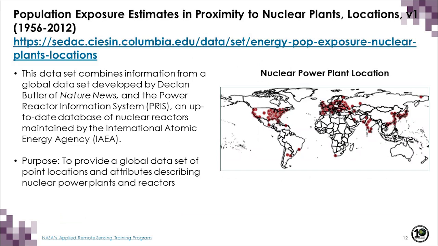Finally, the population exposure estimate in proximity to nuclear plants combines information from a global data set developed by Declan Butler of Nature News and the Power Reactor Information System, PRIS, an up-to-date database of nuclear reactors maintained by the International Atomic Energy Agency. The purpose is to provide a global data set of point location and attributes describing nuclear power plants and reactors. The map on the right shows the nuclear power plant location layer of the data set.